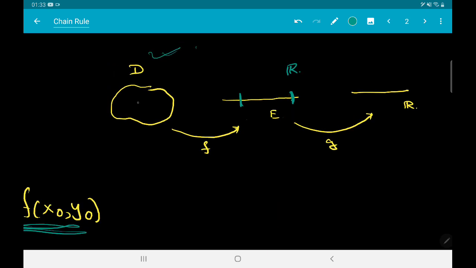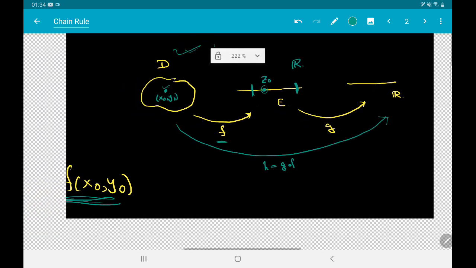So what is given to us is that we have a point x0 y0 here. Under f, this gets mapped to a point here, which we call z0. Our hypothesis said that f is differentiable at this point, g is differentiable at this point, and both these points are of course interior points. And our conclusion said that if I take the composition g composite f, which I called h, this function is also differentiable at this interior point x0 y0 of D.